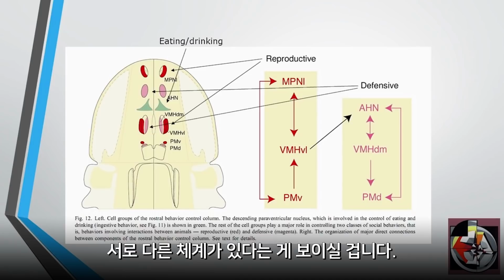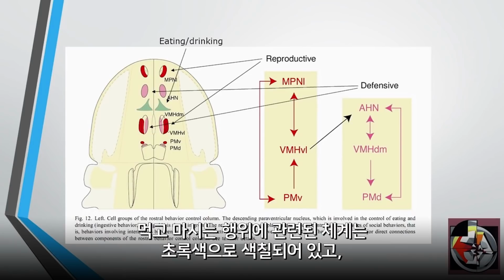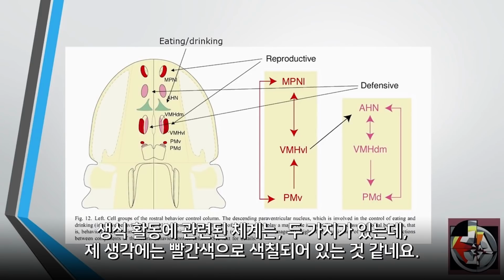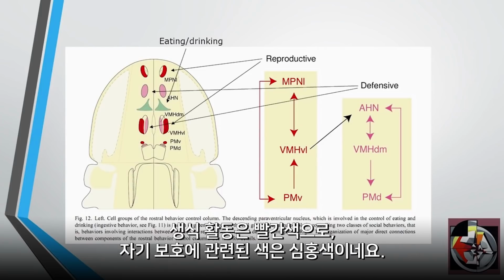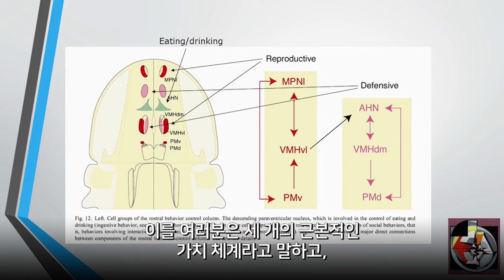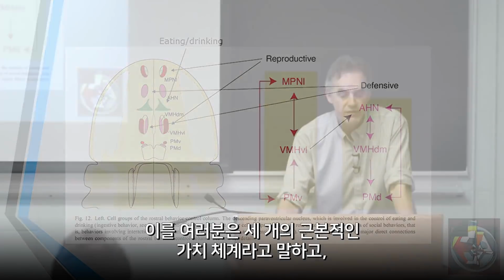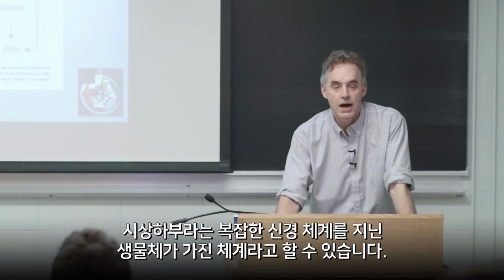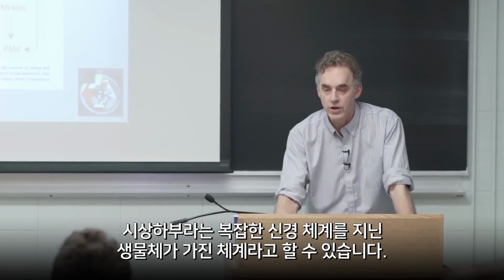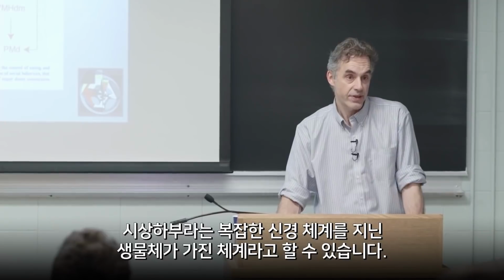And you see that there's different systems. There's the system for eating and drinking, outlined in green, and the reproductive system, there's two of them, outlined in, I think it's red. Is that right? Yeah, reproductive is red, and the defensive ones are in magenta. Those you could think about as the three fundamental value systems of living creatures with complex nervous systems, as far as the hypothalamus is concerned.